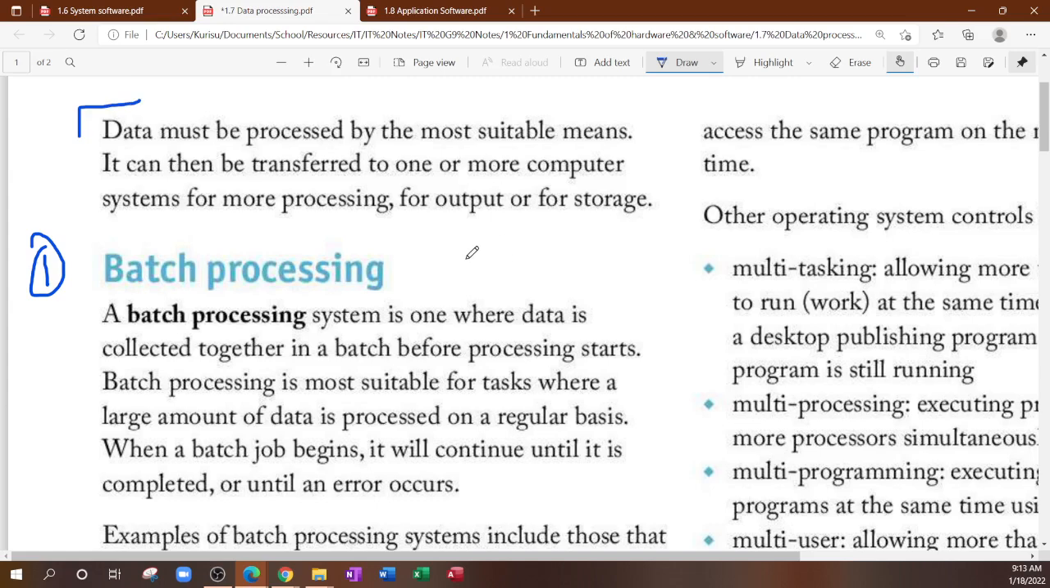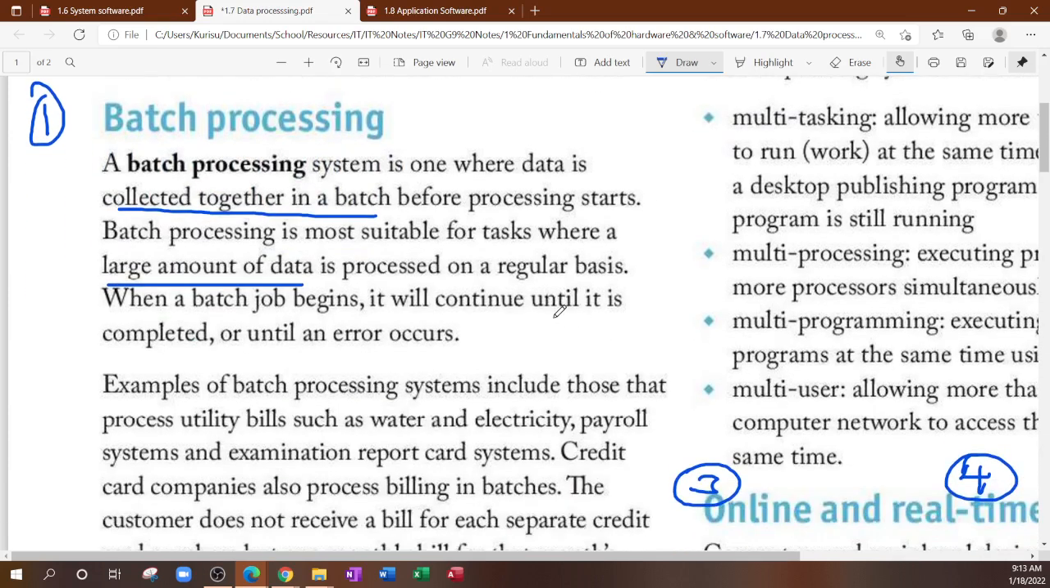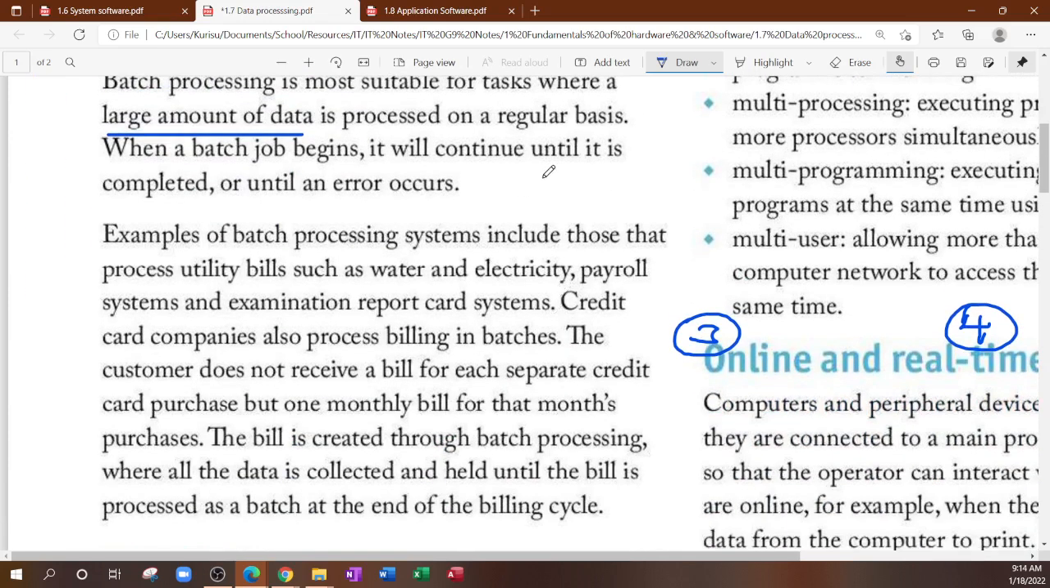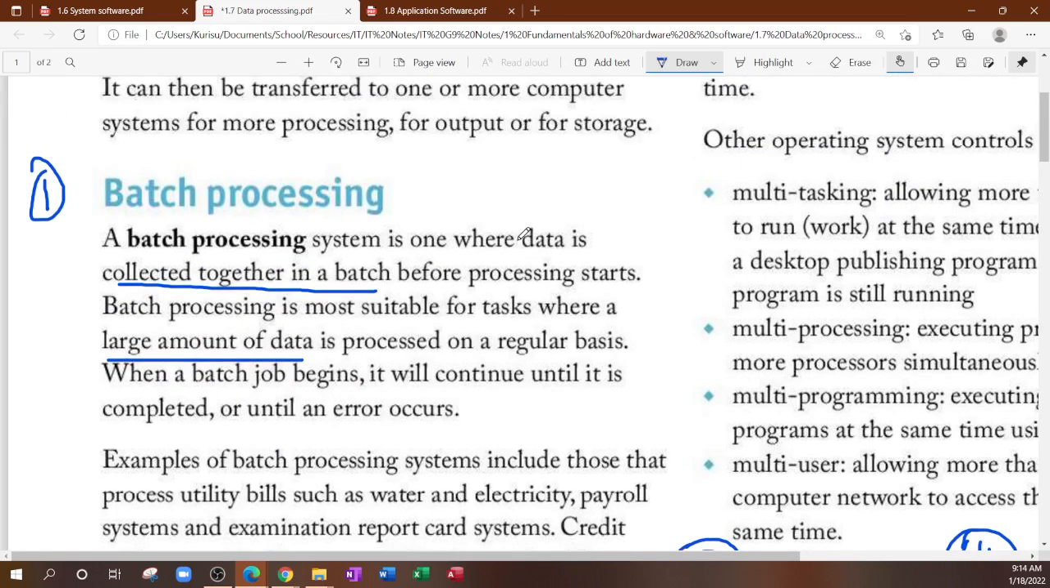Data must be processed by the most suitable means. It can then be transferred to one or more computer systems for more processing, for output, or for storage. Batch processing. A batch processing system is one where data is collected together in a batch before processing starts. Batch processing is most suitable for tasks where a large amount of data is processed on a regular basis. When a batch job begins, it will continue until it is completed or until an error occurs.